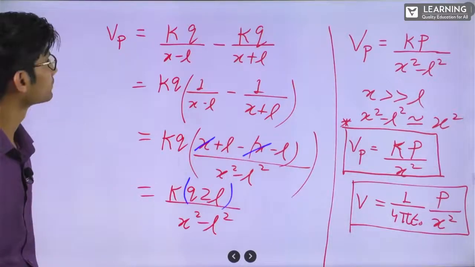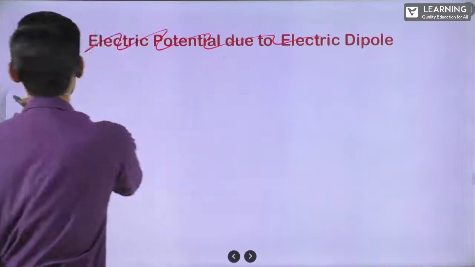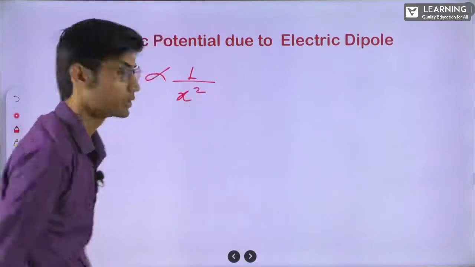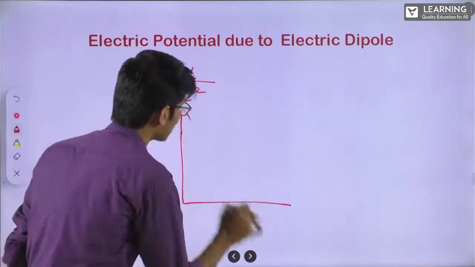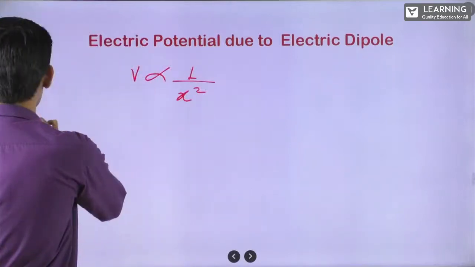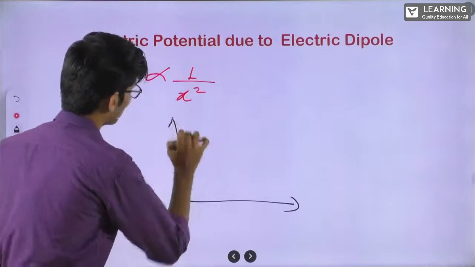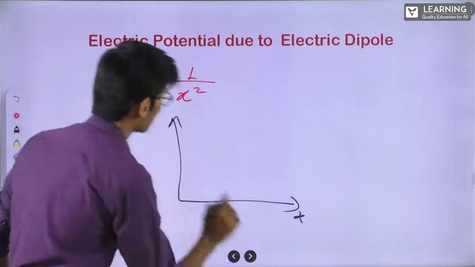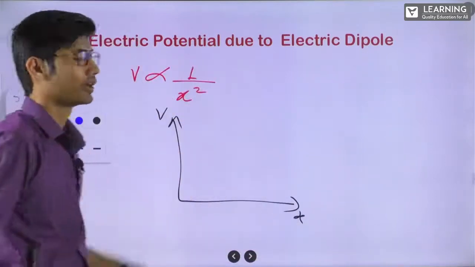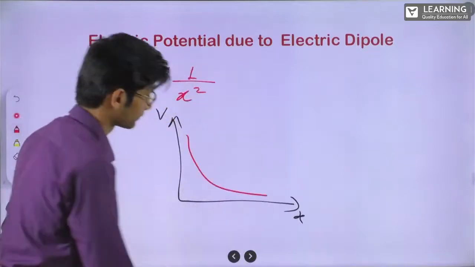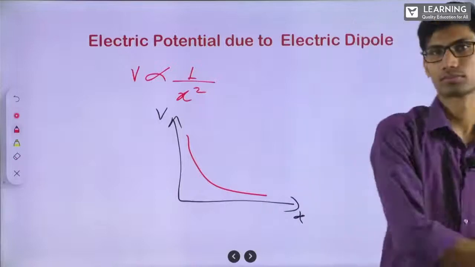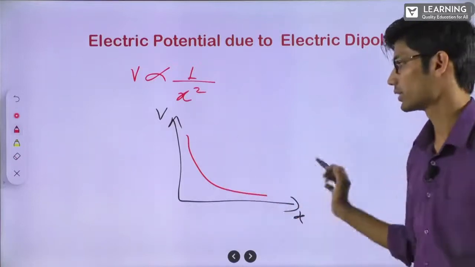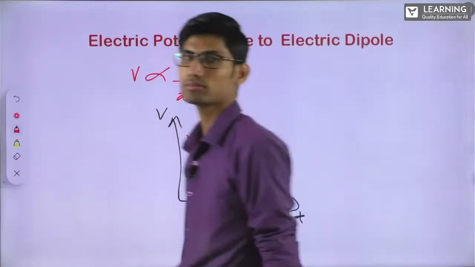Now here, forget about this thing, right? Okay, this is the same thing we are talking about. V is inversely proportional to x square, right? So if you want to write the graph, make the graph also. Let's say this is R, or I'll write x only. This is V. Inversely proportional to x square, it will be like this. Draw it. Clear? Here if the charge is there or the dipole is there, it will be like this. Alright.